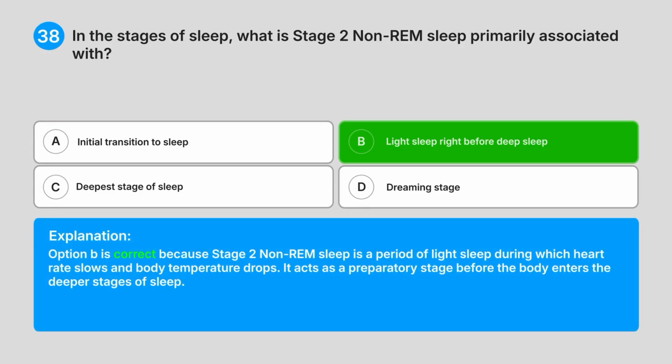Explanation. Option B is correct because stage 2 non-REM sleep is a period of light sleep during which heart rate slows and body temperature drops. It acts as a preparatory stage before the body enters the deeper stages of sleep.